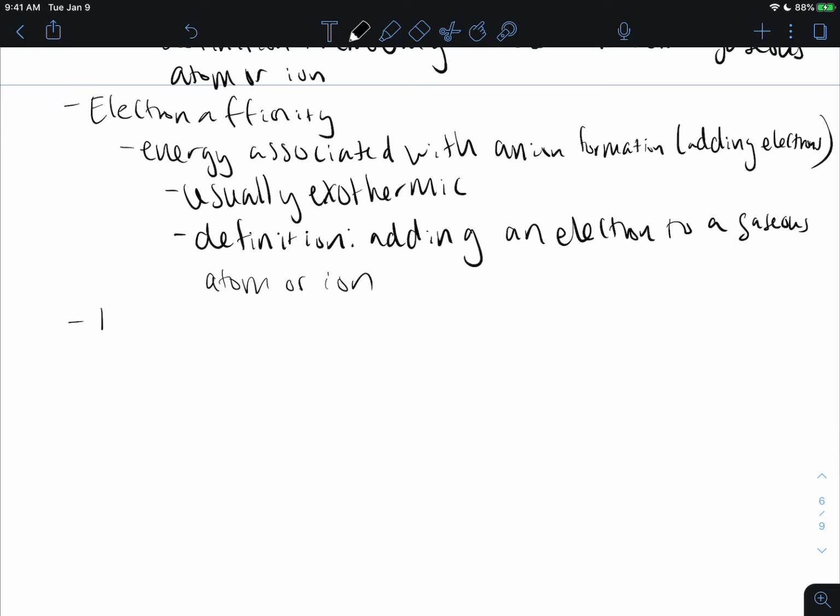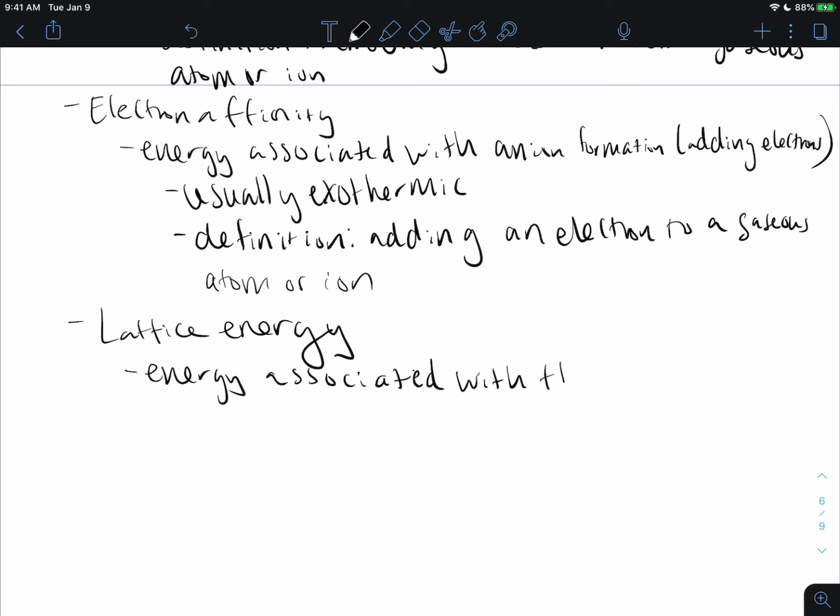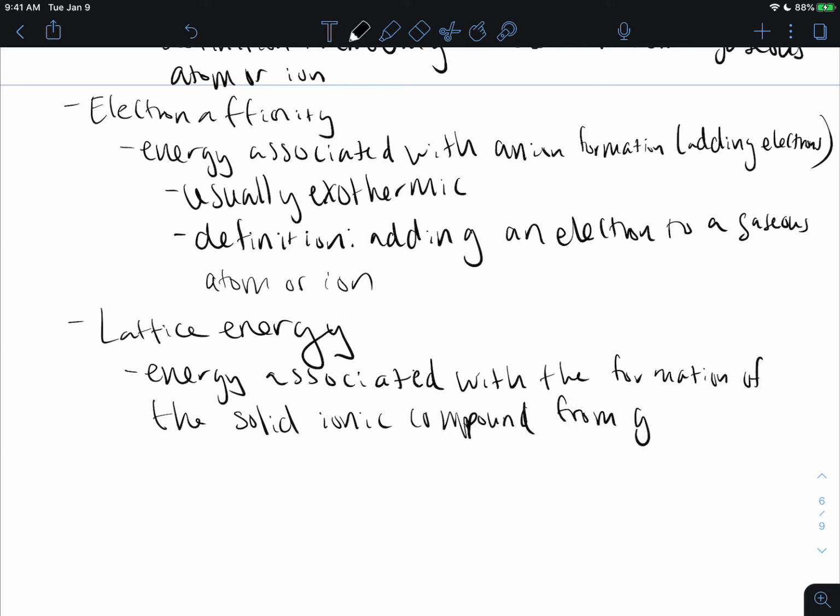And then our last two, lattice energy. We've already talked about this one, but it's the energy of formation of the solid compound from the gaseous ions. So the energy associated with the formation of the solid ionic compound from gaseous ions.